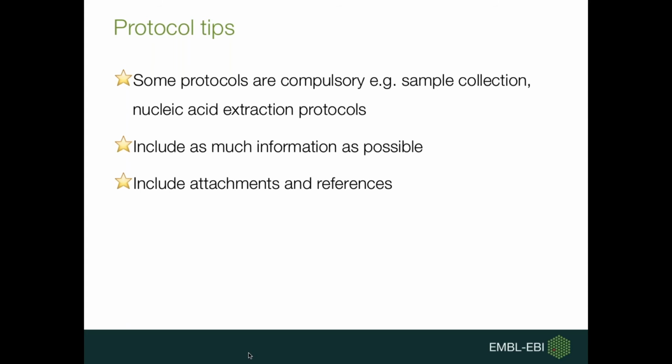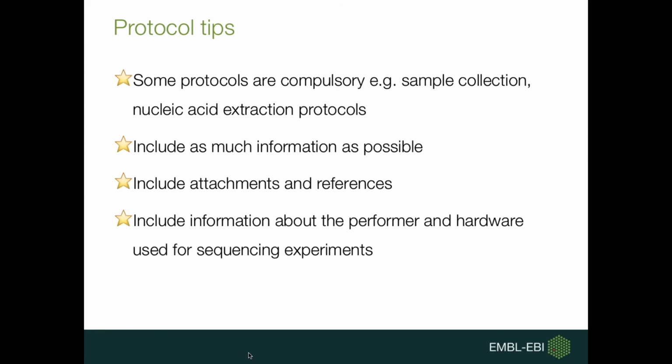As I said, you should include as much information as possible, and if you need to, you can add attachments such as PDFs and include references in your description. For sequencing experiments, you also need to include information about who did the experiment, which sequencing facility did the sequencing, and what kind of machine did they use to do it. And last but not least, press Enter or the text will disappear.